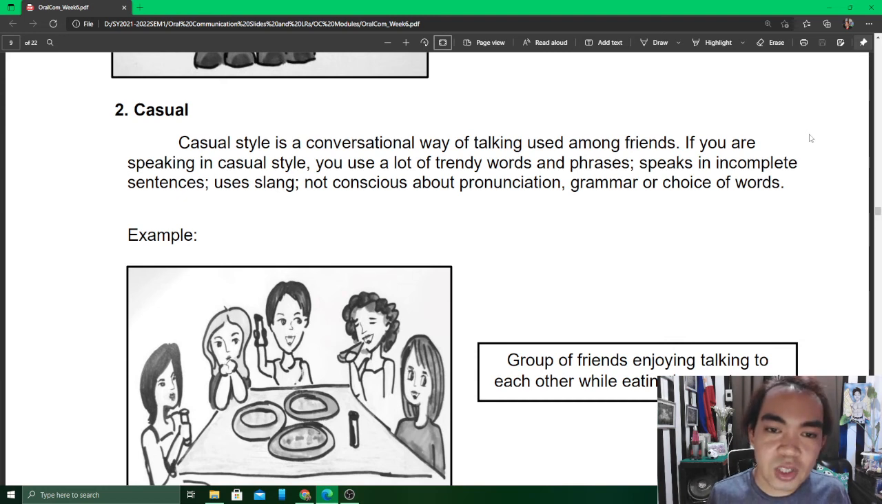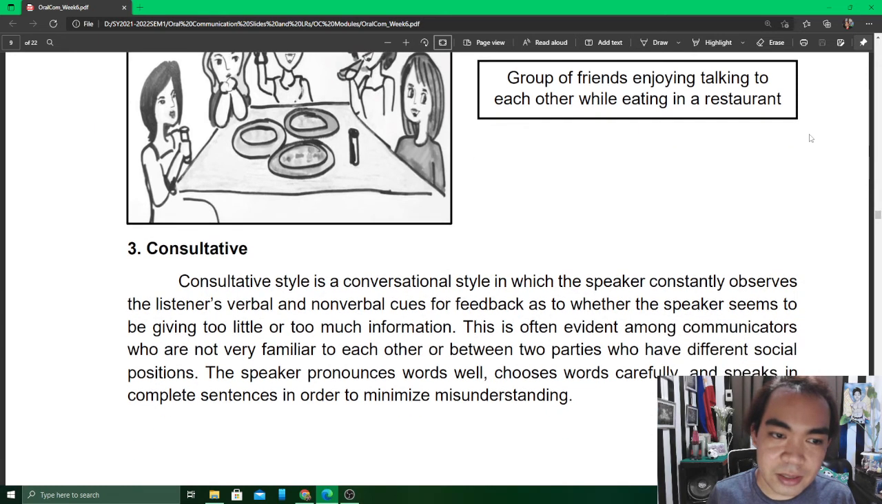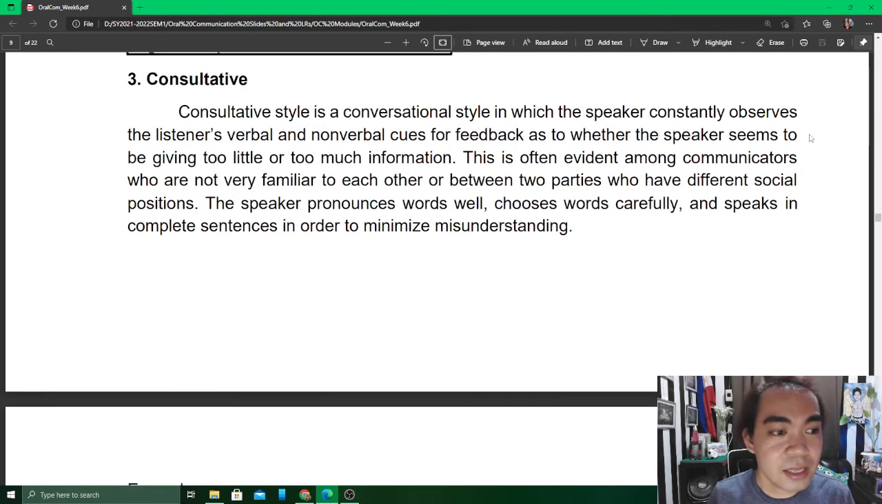That is why casual style is usually used by friends, or close people, or people who are not that close but have an established relationship. Example, a group of friends enjoy talking to each other while eating in a restaurant. Okay? Then next we have consultative speech.